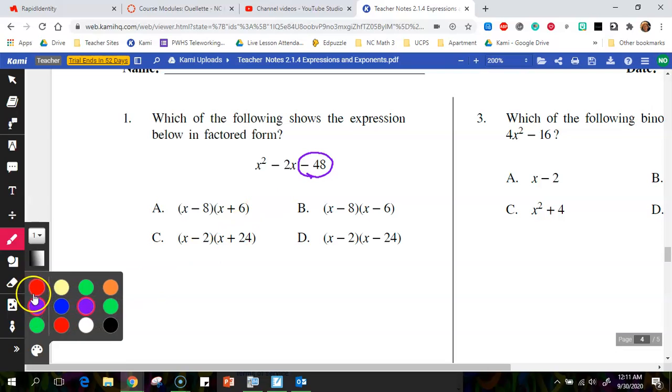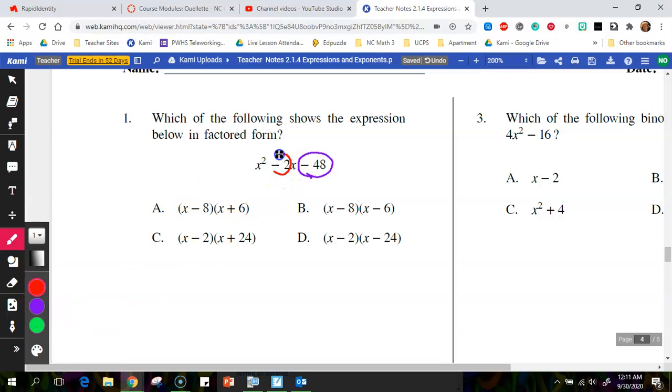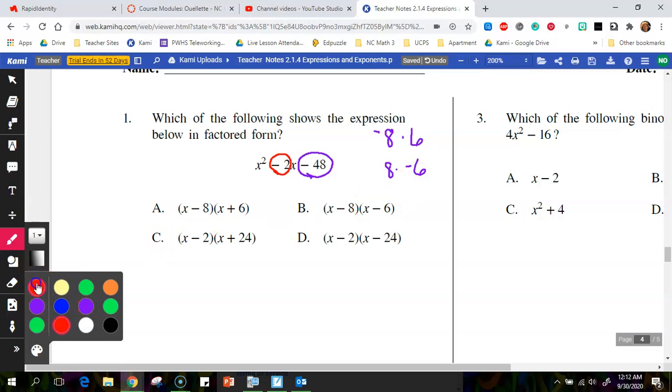And we need that factor pair, when we combine those numbers, to make negative 2. Okay, so factor pairs for negative 48. The first one I think of is 8 times 6. One of them has to be positive and one has to be negative. So either negative 8 times 6 or 8 times negative 6. Which one of those, if I put a plus between them, makes negative 2?